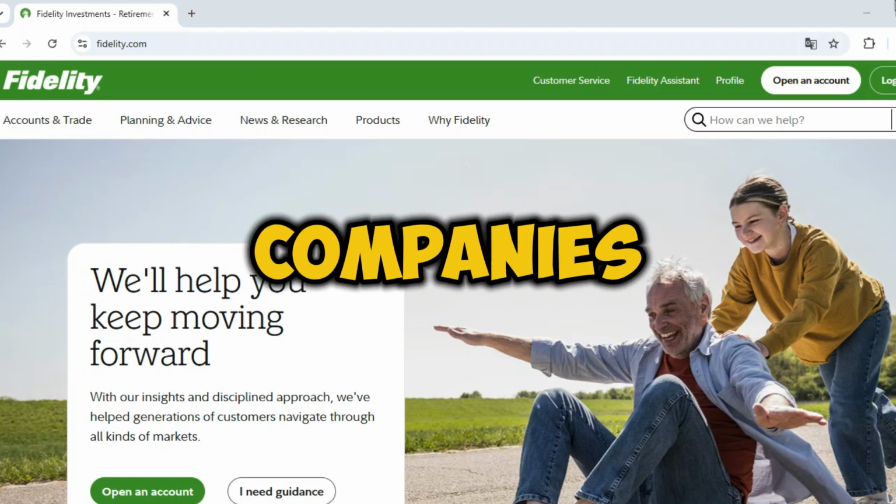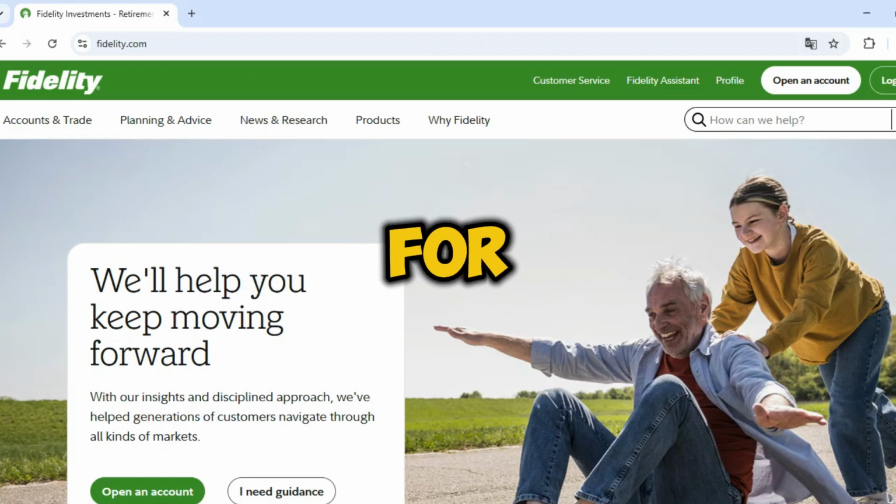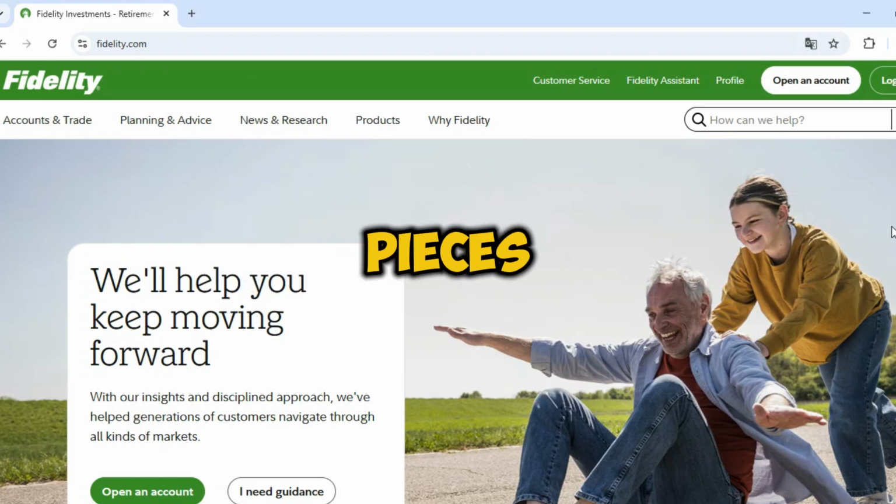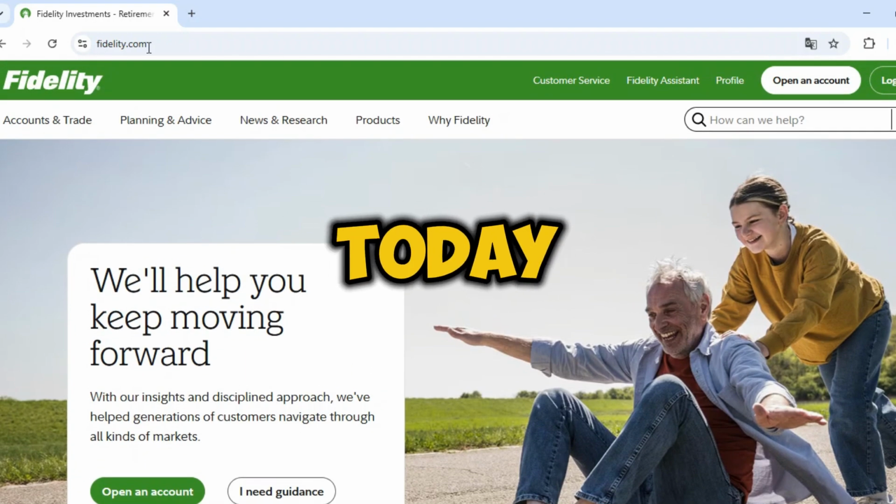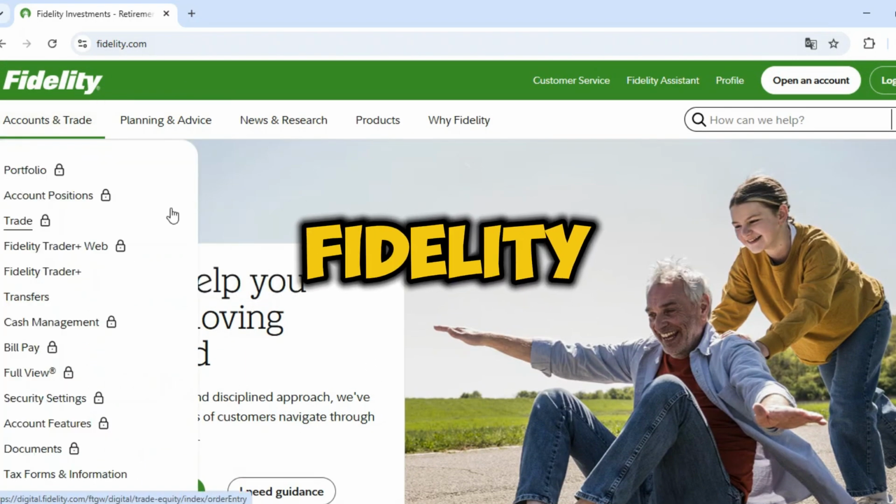Want to invest in companies like Amazon or Google but don't have thousands for a full share? If you didn't know you can buy pieces of stocks, you're not alone. Today, we're buying fractional shares using the Fidelity mobile app.